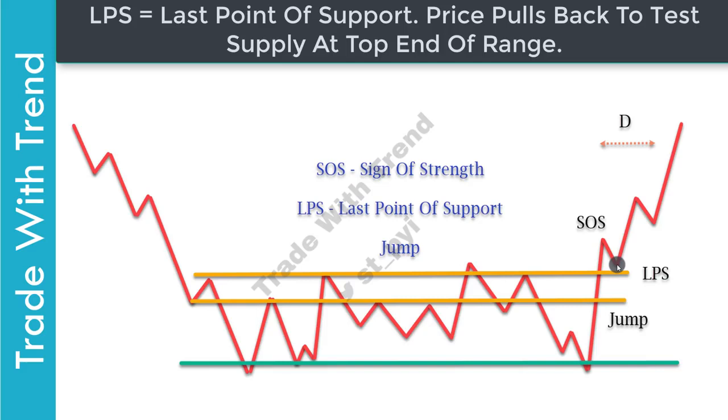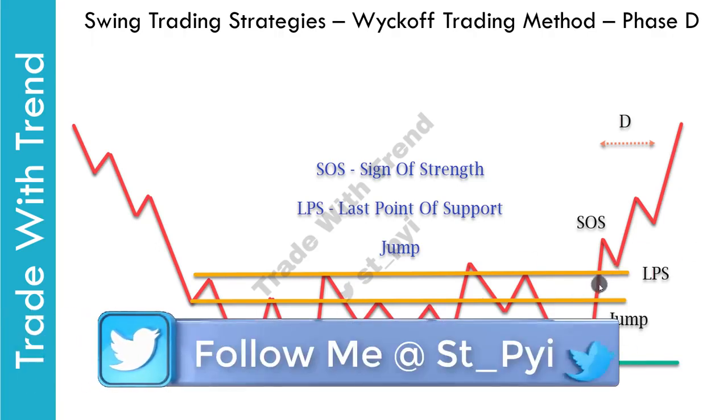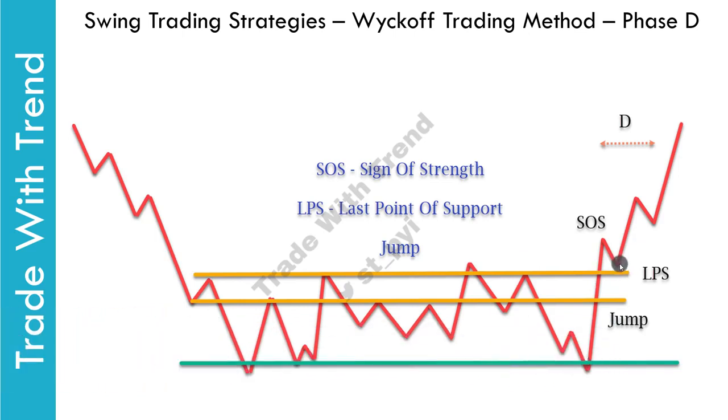range and exhibited strength, and then it has retraced one time more to test if any supply exists around the previous resistance level. So this level, that is LPS, is a very low risk entry point, and we'll be discussing more about this when we start the section on entry, exit and stop loss.